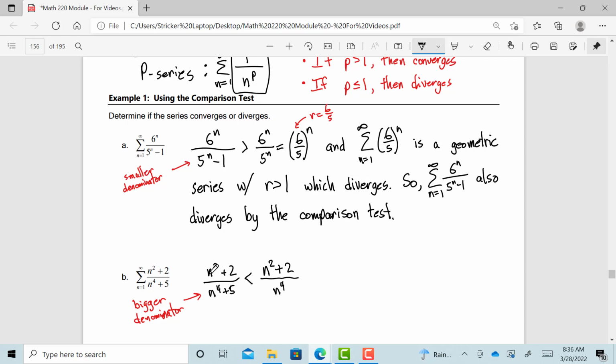Now we don't know yet what we have on the right, so we need to simplify this. The advantage of getting rid of the plus 5 on the bottom is we can now separate this into n squared over n to the fourth plus 2 over n to the fourth. And this simplifies to 1 over n squared plus 2 over n to the fourth.